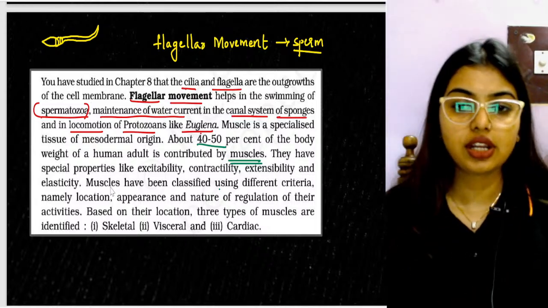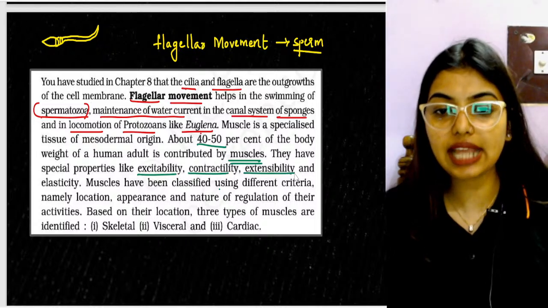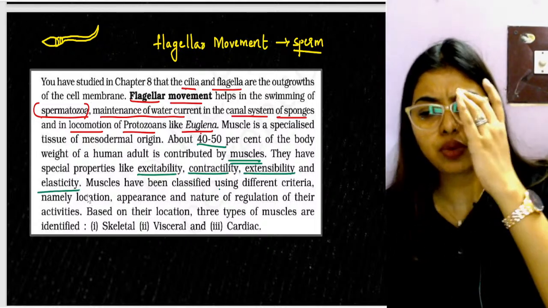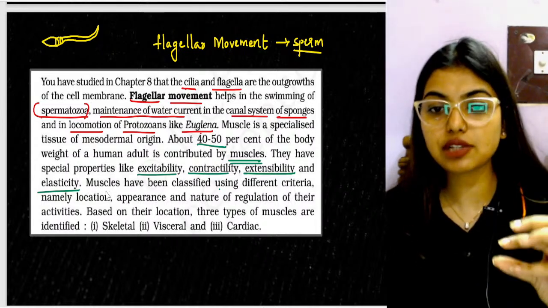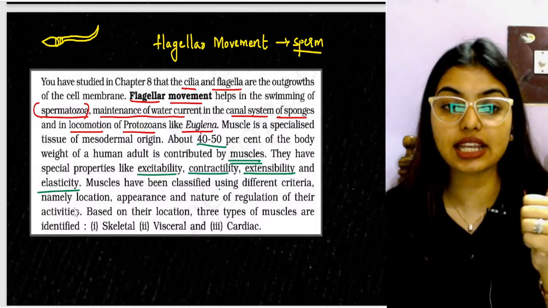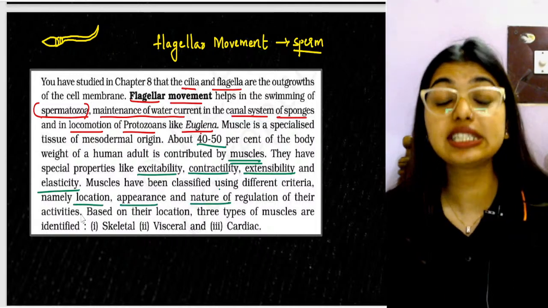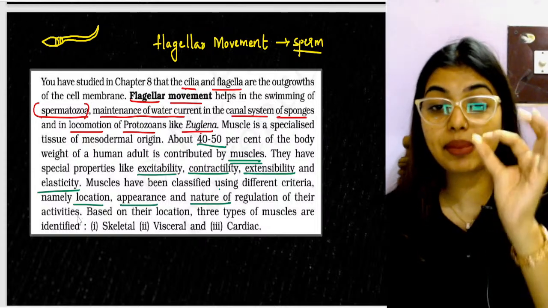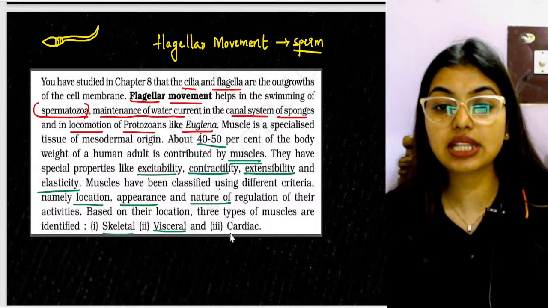Yeah, sure. So they have special properties like excitability, contractibility, extensibility, and elasticity. Which 12th chapter you want me to take? Just let me know. Okay, muscles have been classified using different criteria, students, like location, appearance, nature of regulation of their activities. Based on their location, we have three types of muscle: skeletal muscle, visceral muscle, and cardiac muscle.